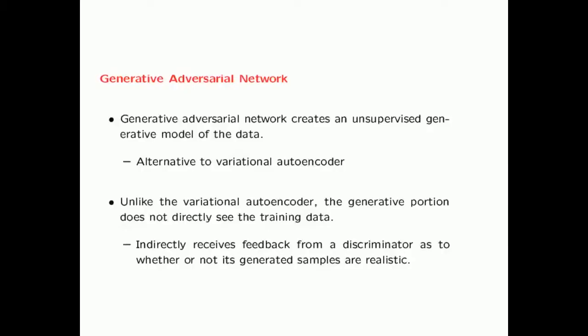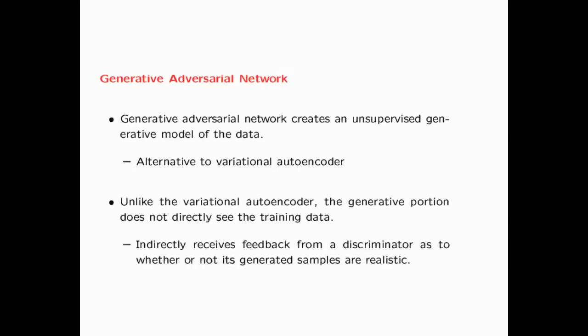Generative adversarial networks create an unsupervised generative model of the data. What this means is that you can input noise samples to the generator portion of a generative adversarial network, and it will output samples that are representative of a training data set. The generative adversarial network can be viewed as an alternative to the variational autoencoder.